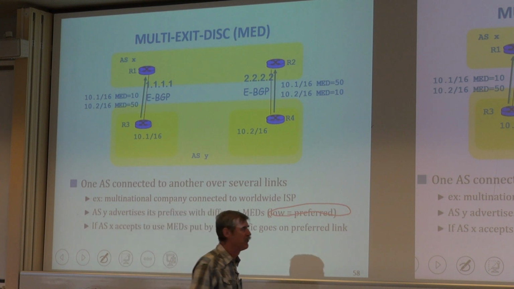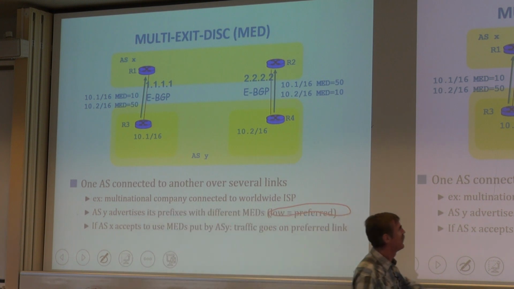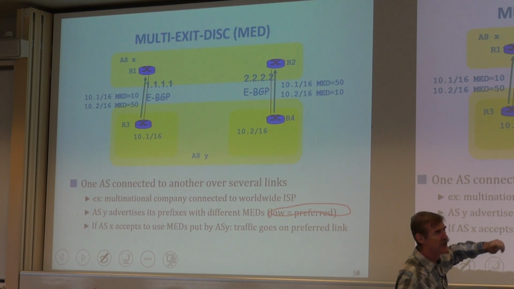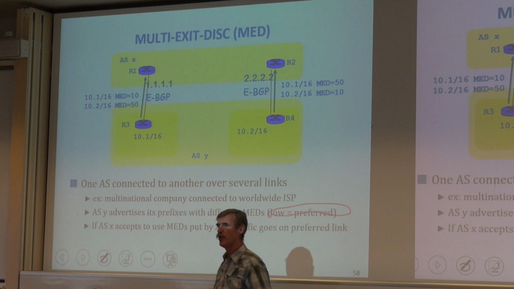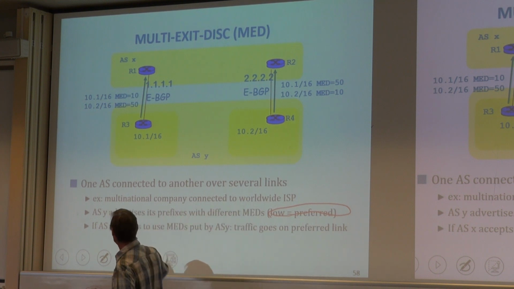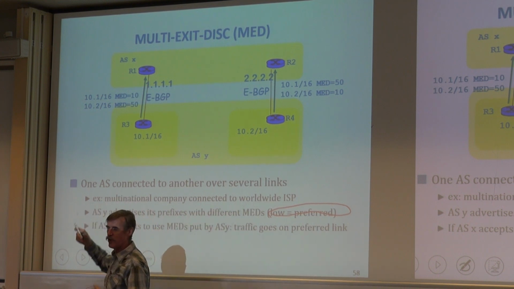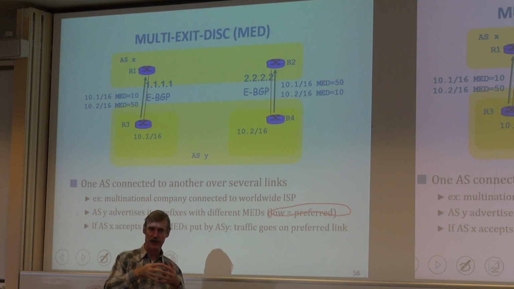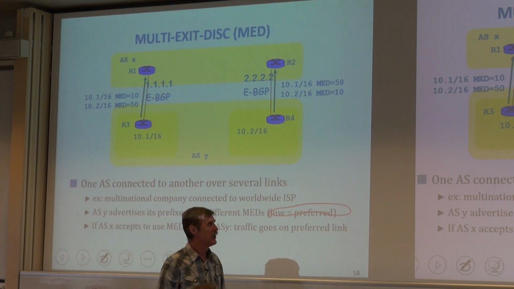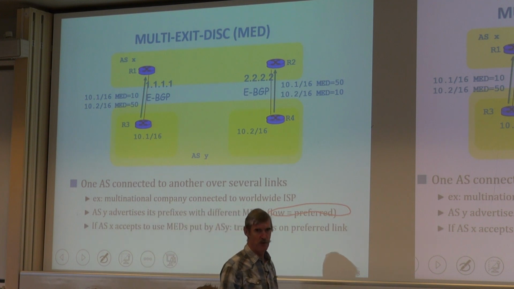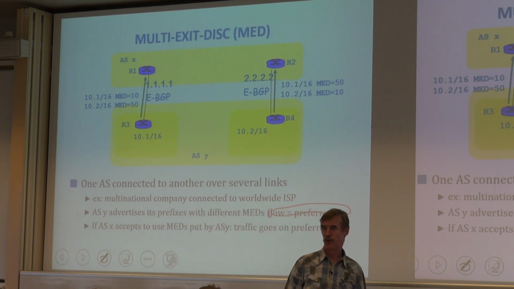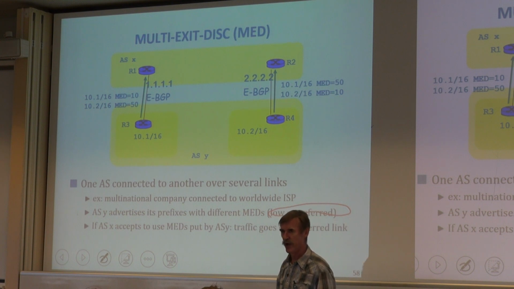We have seen this example last week where we had AS Y that had two prefixes and was exporting those prefixes. In one scenario, each local router was exporting only the directly connected prefixes. In another scenario, each of those routers exported both. The result of exporting both was hot potato routing.